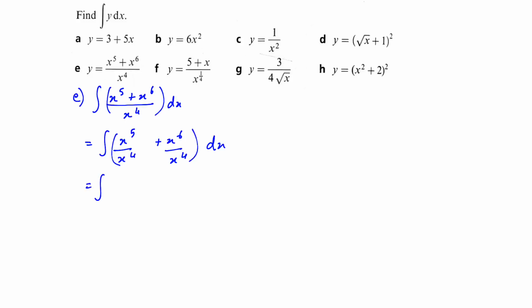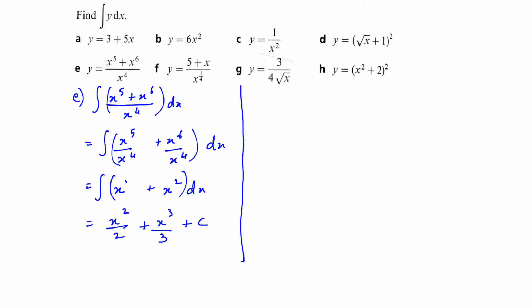If you are using indices rules, you should know that if it's a divide, we subtract the powers. So here we have x to the power of 5 and x to the power of 4. When we subtract them, we will get x to the power of 1. 5 minus 4 is 1. And here we will get 6 minus 4, 2. Now that this is simplified, we will integrate it. 1 plus 1 is 2, and that 2 will go down. 2 plus 1, 3, the 3 will go down, plus c.